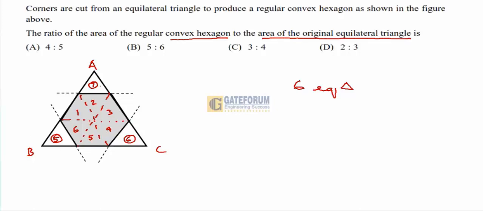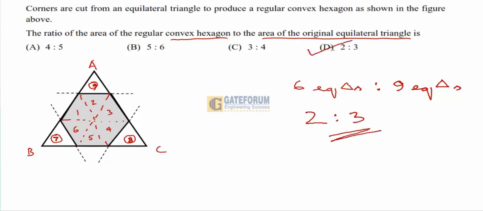I should have said not 5, that was the mistake, a small error. There are 6 equilateral triangles. So this is the 7th one, this is the 8th one, and this is the 9th one. And here the equilateral triangle consists of 9 equilateral triangles. Okay, all of the same area. So naturally the ratio would be 2:3.